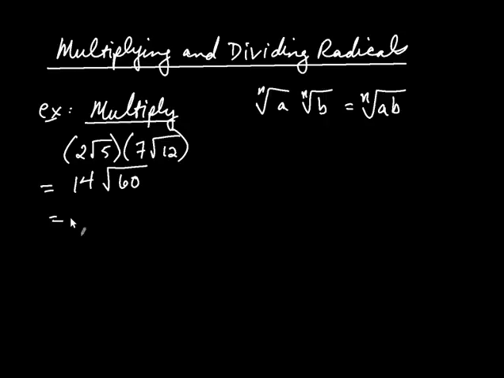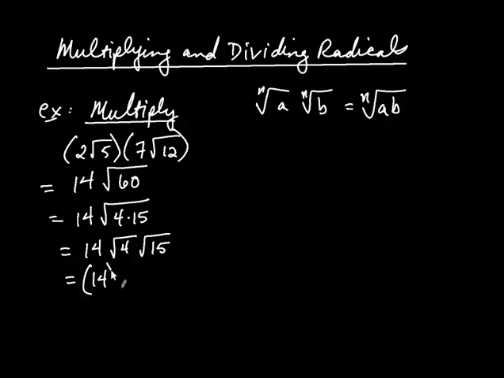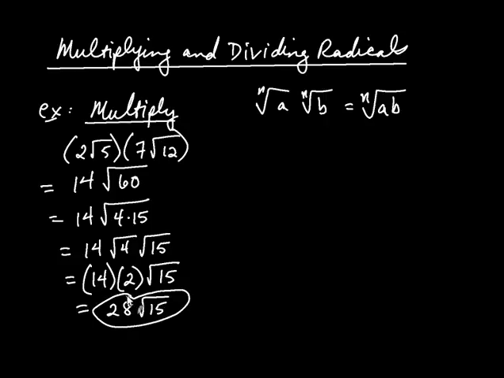And then we can simplify that, so we get 14 times the square root of 4 times 15. And the square root of 4 is 2. So we have 14, let's write that as first square root of 4, square root of 15, and the square root of 4 is 2. So 14 multiplied by 2 multiplied by the square root of 15, and our answer is 28 times the square root of 15. Okay, so let's go ahead and try another example like that.